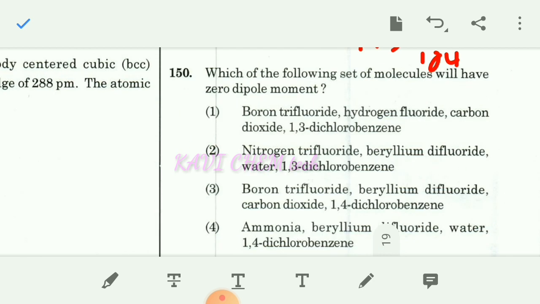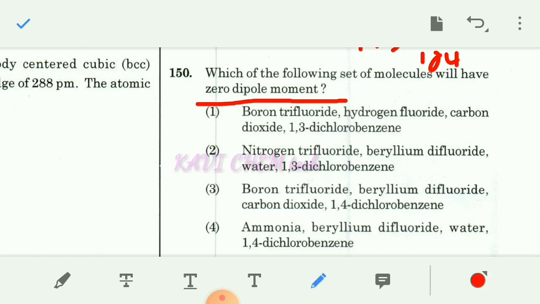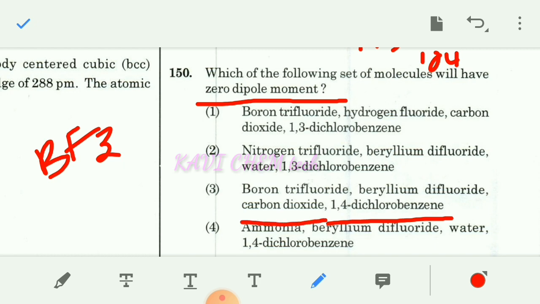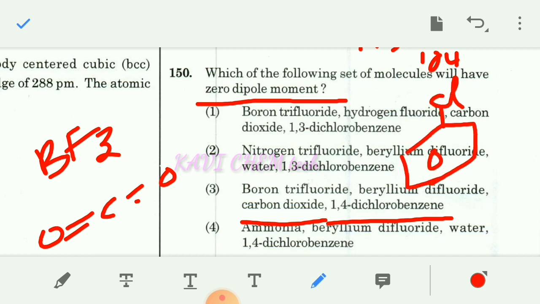Okay, which of the following sets of molecules will have zero dipole moment? Zero dipole moment, there is no dipole moment. Okay, so BF3, boron trifluoride, will not have dipole moment, because in boron trifluoride all three sides around the boron are occupied equally, so it will be cancelled. And beryllium difluoride also will be cancelled. 1,4 dichlorobenzene, it will be cancelled. Carbon dioxide, because carbon dioxide is also a linear molecule. Okay, 1,4 dichlorobenzene is the para position, so they cancel. So option 3 is the correct answer.